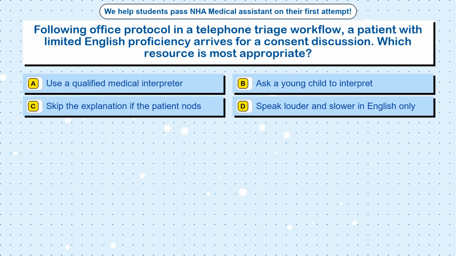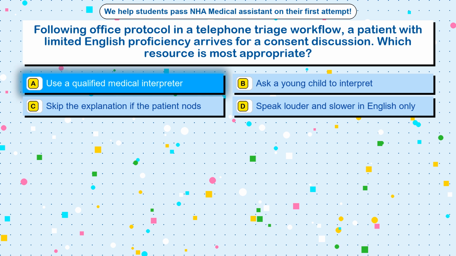Question 58. Following office protocol in a telephone triage workflow, a patient with limited English proficiency arrives for a consent discussion. Which resource is most appropriate? Option A, use a qualified medical interpreter. Option B, ask a young child to interpret. Option C, skip the explanation if the patient nods. Option D, speak louder and slower in English only. The correct answer is option A, use a qualified medical interpreter.